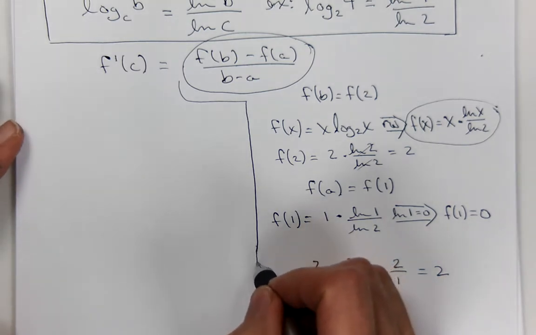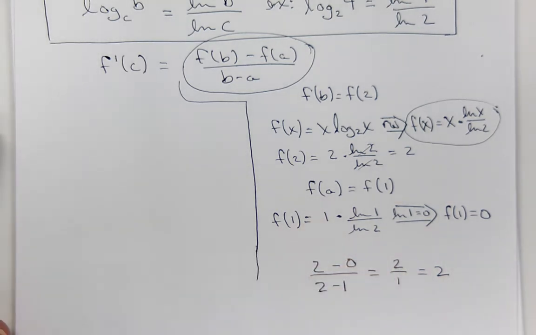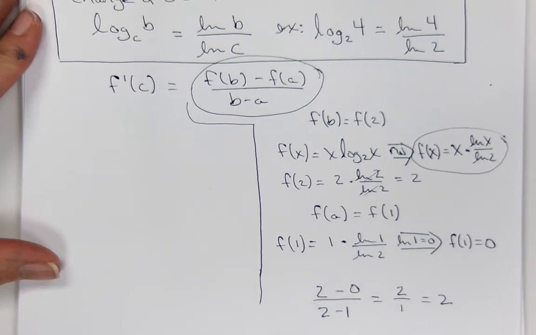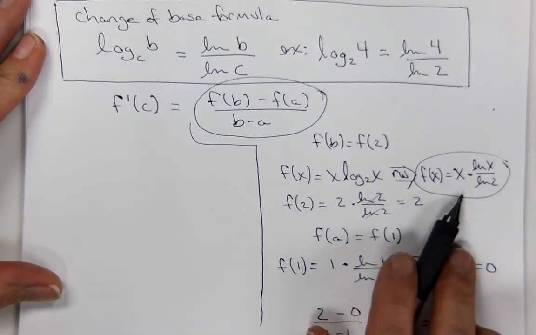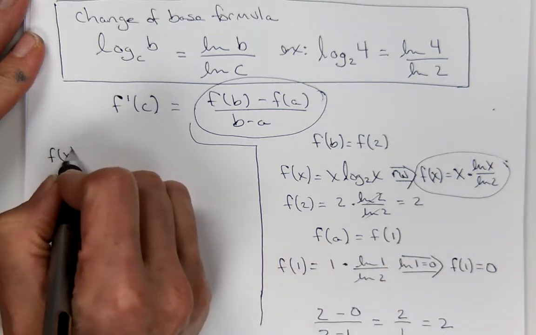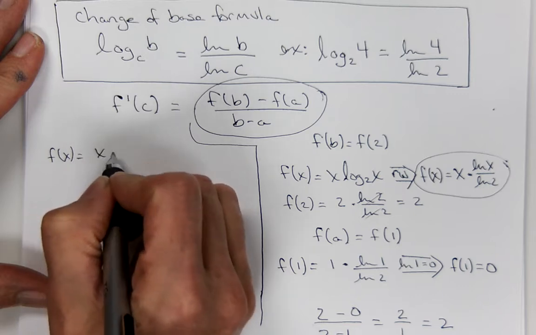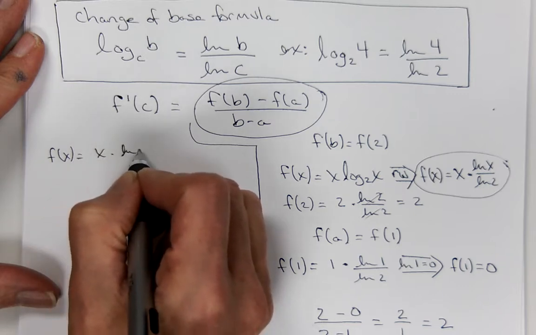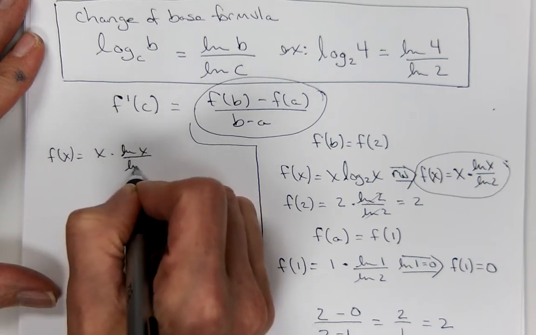Next, we need to work on the other side of the formula, and that's the derivative. So once again, I'm going to use my f of x the way I rewrote it over here because that'll be easier to work with. So my f of x is equal to x times natural log of x over natural log of 2.